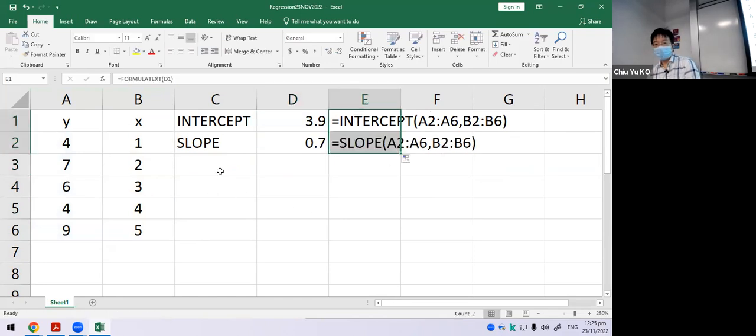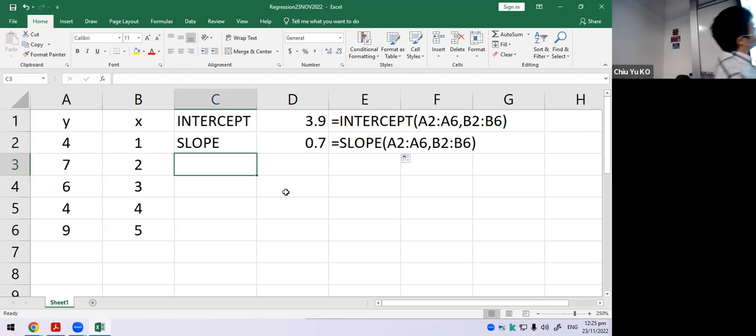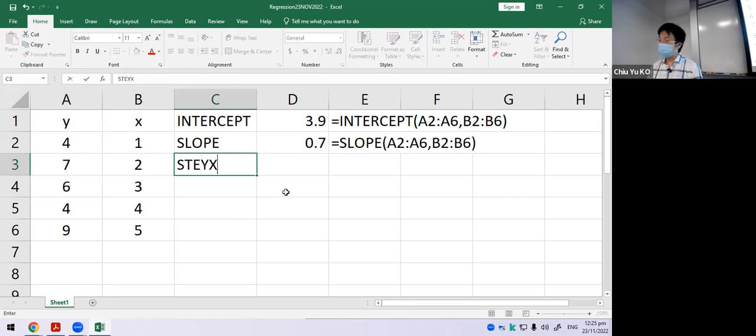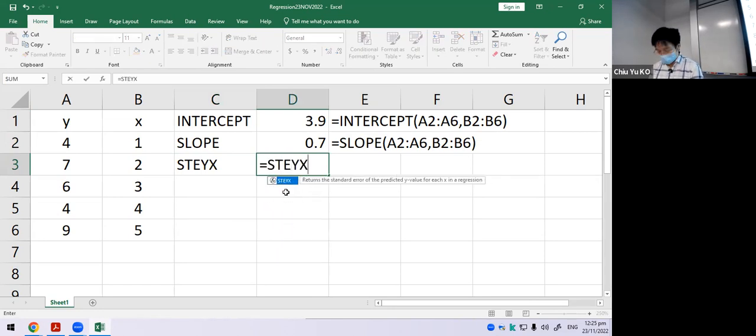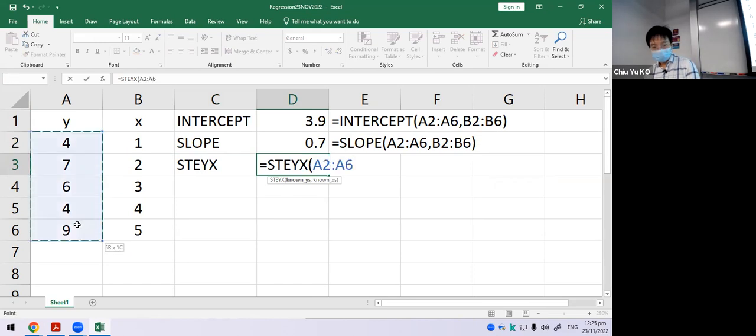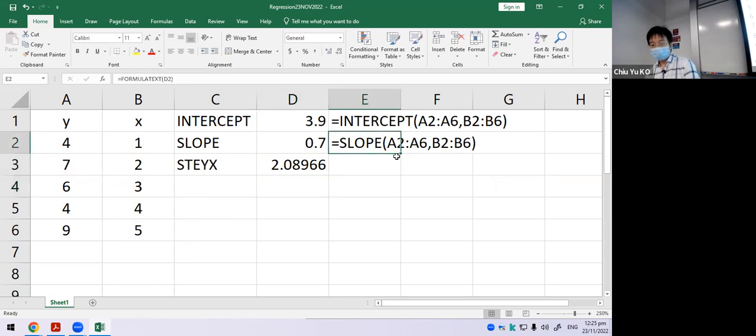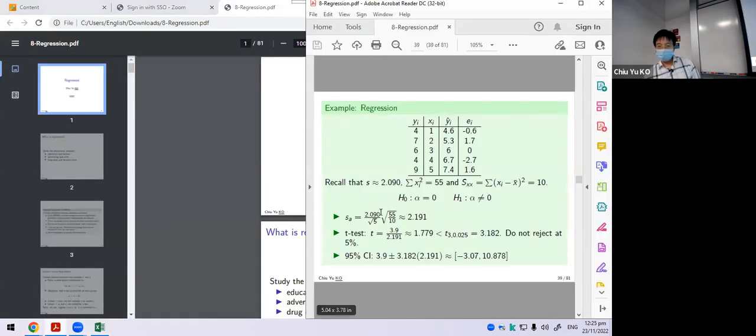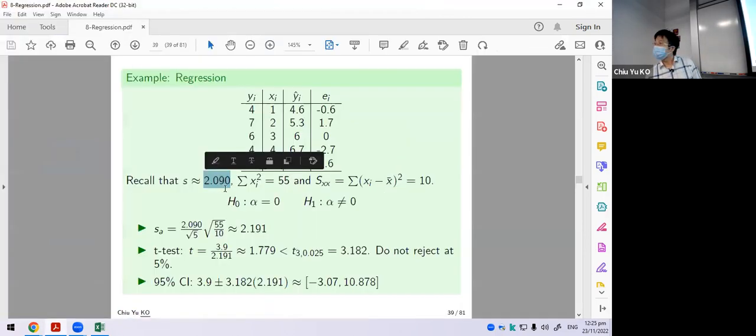Another one that I want to show you is you can get the S. It's called STEYX. This will give us the S, the estimation of sigma. So you just do the same. So this is S. If you remember 2.89, it will be this number. This S is given here.